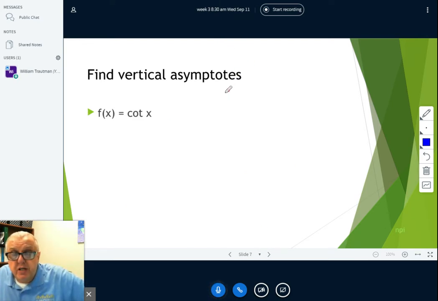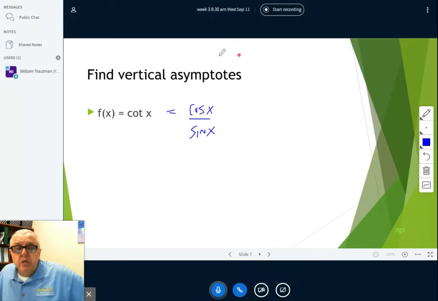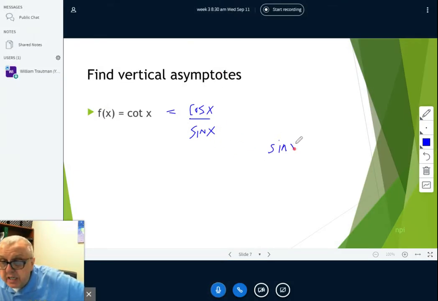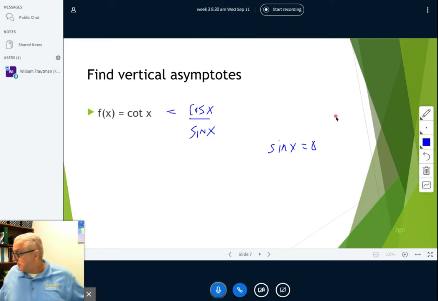Find the vertical asymptote for this function, cotangent. The easiest way is to change it. You have to know what cotangent equals. Tangent equals sine over cosine. So cotangent equals cosine x over sine x. So where are the vertical asymptotes? Wherever sine x equals 0. That's where the vertical asymptotes are. Wherever sine x equals 0.